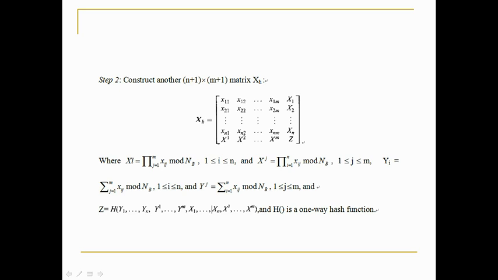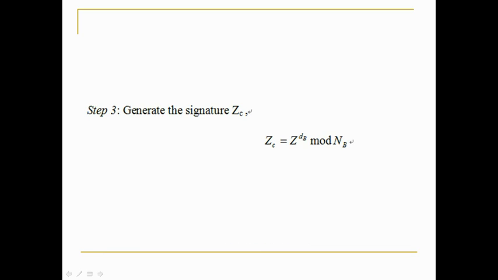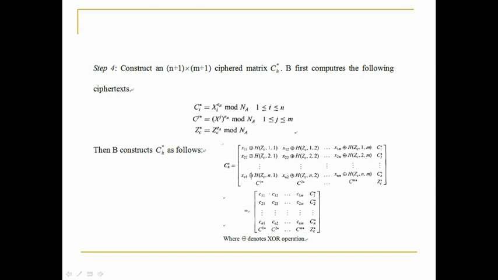But here on step 3, they generate the signature CC equals C power of dB mod NB, and on step 4 they construct an n plus 1 multiply n plus 1 cipher matrix CH star. B first computes the following ciphertexts here, and then B constructs CH star as follows.